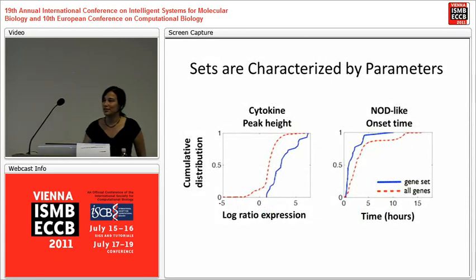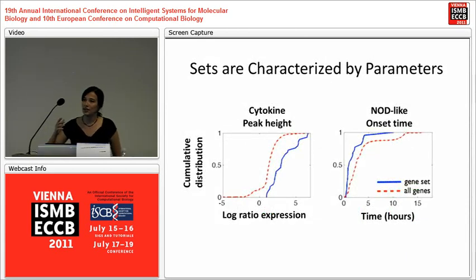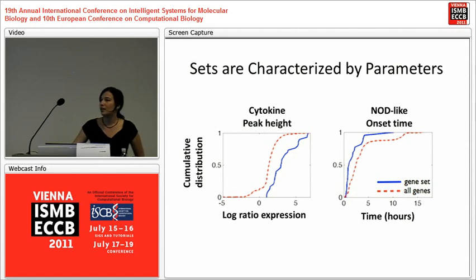Another thing we can do, forgetting about the clusters now, is look at all the gene sets that we can find in our database, and see if they are characterized by a specific parameter. So you see the cumulative distribution of the specific gene set in blue against all gene sets in red. This is from a KS statistical test. We found that cytokine genes have a significantly higher response peak height than all the other genes, and NOD-like genes had significantly lower onset time. So this is again to say that dynamical parameters are a better way to look at the transcriptional response over time.